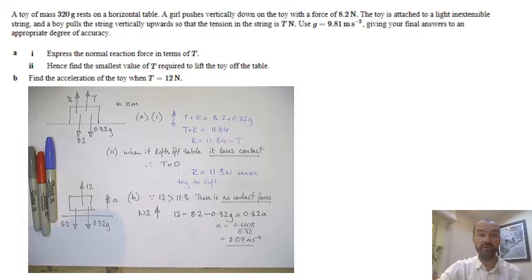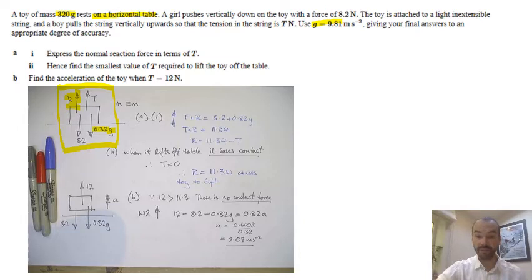A toy of 320 grams, so 0.32 kilograms, rests on a surface. Someone pushes down vertically on it with a force of 8.2. There's a string and the string is pulled vertically, and g is 9.81. Give your answers to however many figures. Right, the starting point has to be a diagram. And as soon as we've talked about a surface, we need a normal reaction and we need the weight, with g standing for the acceleration due to gravity.